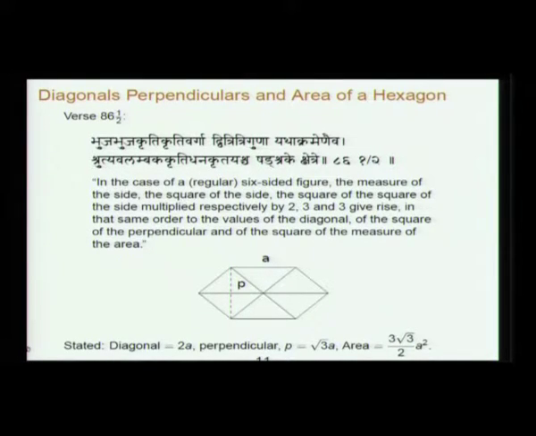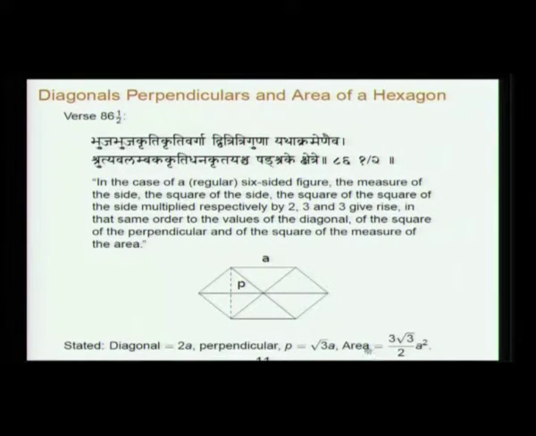So, essentially what he is saying is that this is a hexagonal figure, right. So, A is the side and this P is the perpendicular. So, he is saying that the diagonal is 2A, which is obvious, the P is root 3 into A. So, one can very easily check it, and the area is 3 root 3 by 2 into A squared. Okay.